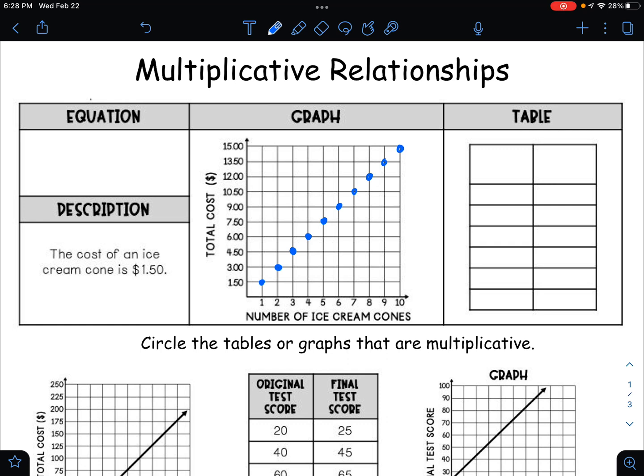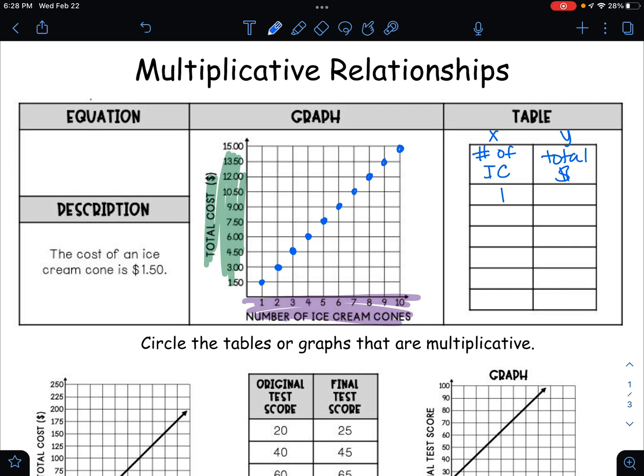Okay, now I'm going to fill out my table. So my X, which is number of ice cream cones, right here, that's what's going to go on the table for X. So number of ice cream, I'm going to put IC. Okay, and then my Y, let me put that in green. My Y is the total cost. So that's going to be over here, total, and I'm going to put the money sign. Okay, I'm going to go ahead and fill out my table based off of this graph.